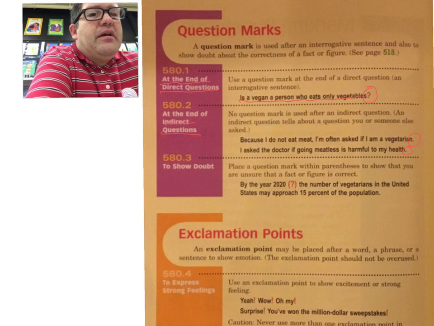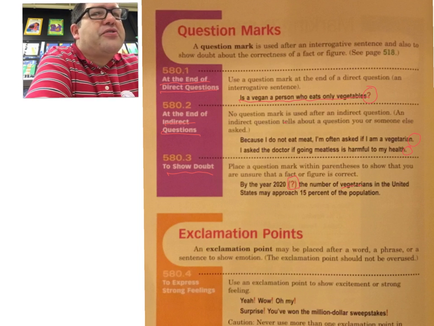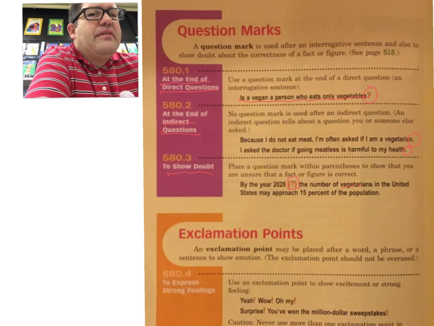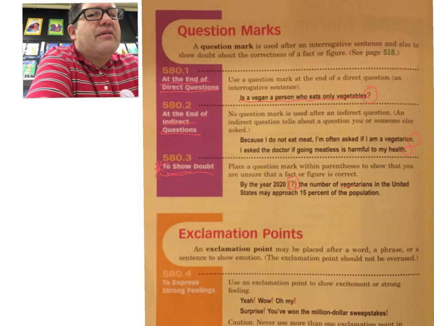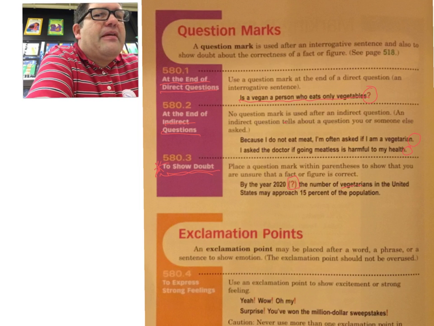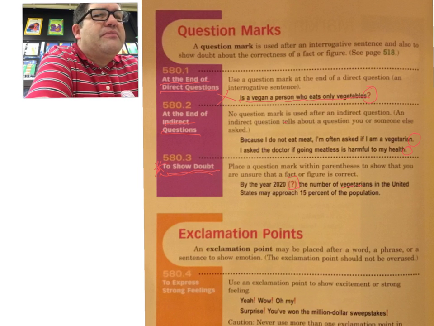Okay. And the last one, to show doubt. "By the year 2020 (question mark), the number of vegetarians in the United States may approach 15% of the population." So they put this question mark here because it's not happened, not sure if it's going to happen. I don't use this one too much. I doubt this comes up a lot. Mainly, you've got to make sure when you're asking direct questions, you have a question mark, and when you're asking indirect questions, you do not.